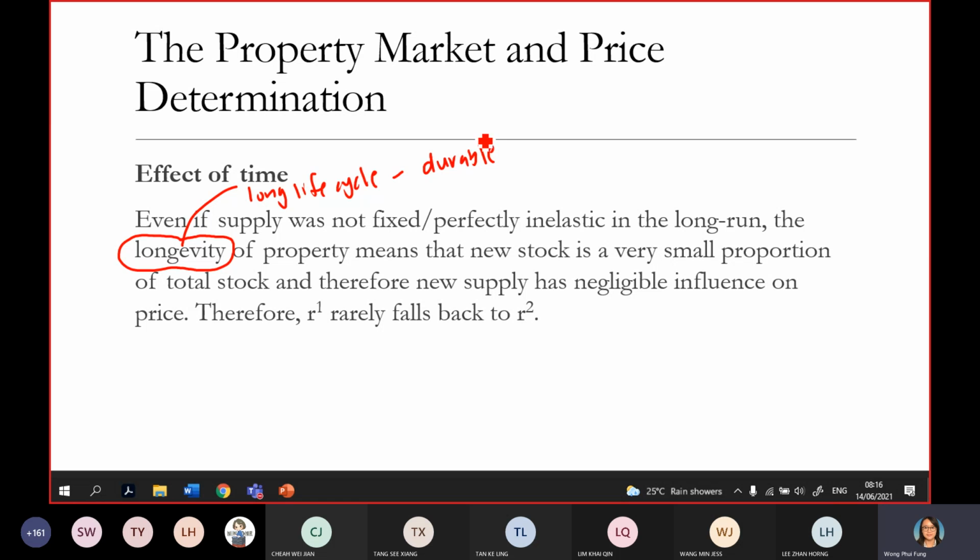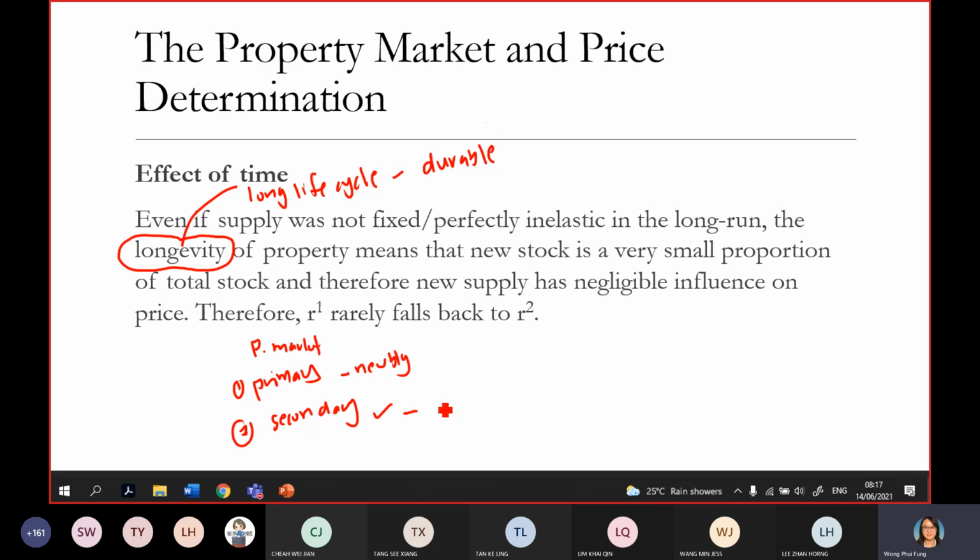So that's why the property market, the secondary market is always bigger than the primary market. Okay, because if you still remember, property market is divided into primary market and also secondary market. There is a very big market for secondary market as compared to primary new building. Why we say that secondary market is bigger than the primary is because property is durable. They last longer, they have a long life cycle.